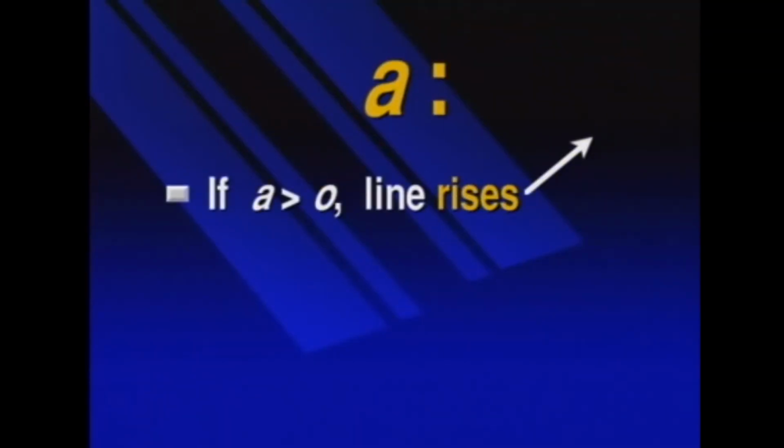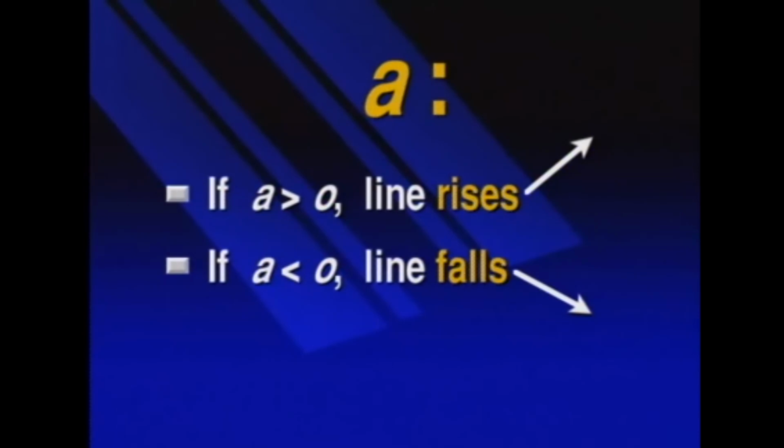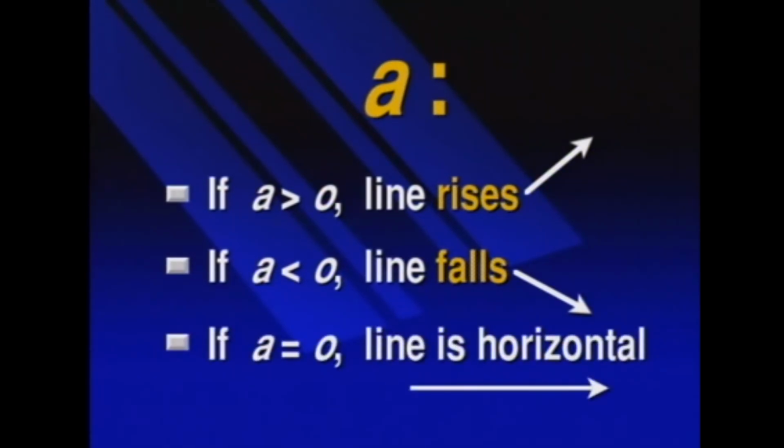In terms of a, if a is positive, the line rises. The function increases. If a is negative, the line falls. The function decreases. If a is 0, the line is horizontal. It doesn't change. It's constant.